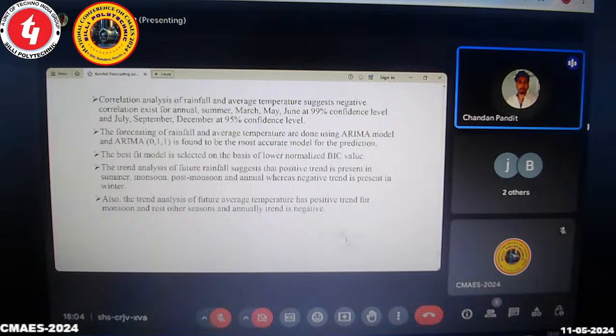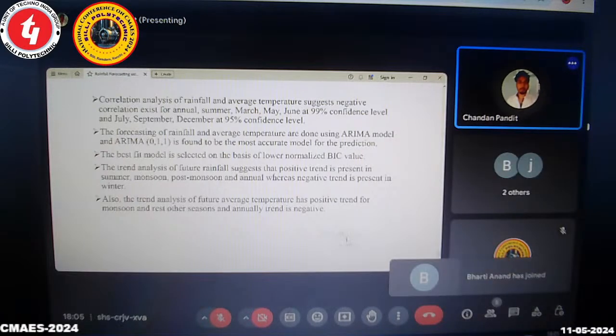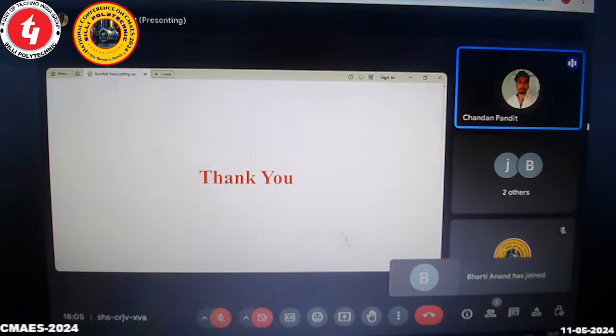Then ARIMA 011 is found to be the most accurate model for the prediction, and the best fit model is selected on the basis of normalized BIC value. The trend analysis of future rainfall suggests a positive trend is present in summer, monsoon, post-monsoon, annually, whereas a negative trend is present in winter. Also, the trend analysis of future average temperature has a positive trend for monsoon and the rest of the seasons, and annually the trend is negative. Thank you.